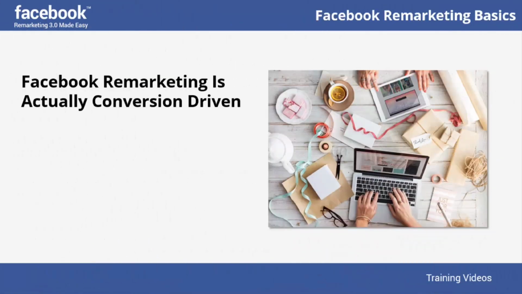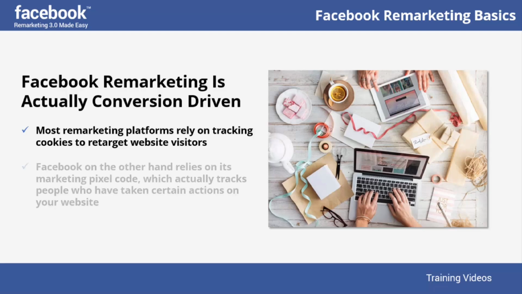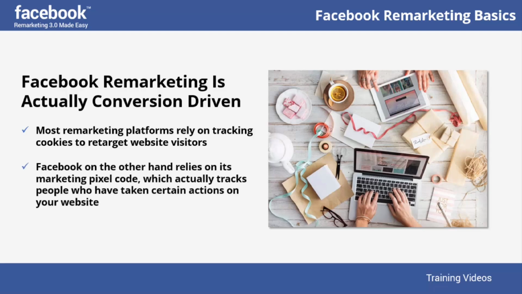Facebook remarketing is actually conversion-driven. Most remarketing platforms rely on tracking cookies to retarget website visitors. The bad news is that tracking cookies track all types of visitors, which means that a significant amount of your remarketing budget will go towards retargeting unqualified, uninterested leads. Facebook, on the other hand, relies on its marketing pixel code, which actually tracks people who have taken certain actions on your website. And these actions can be predefined by yourself, and they include visits to specific pages, items added to shopping carts, time spent on website, and many others.